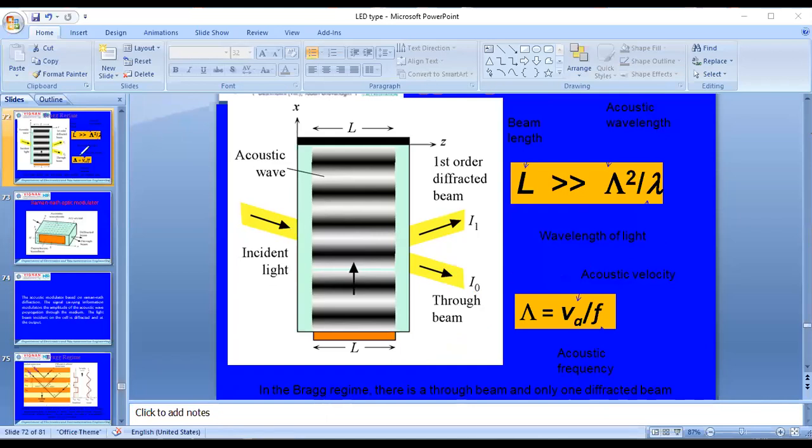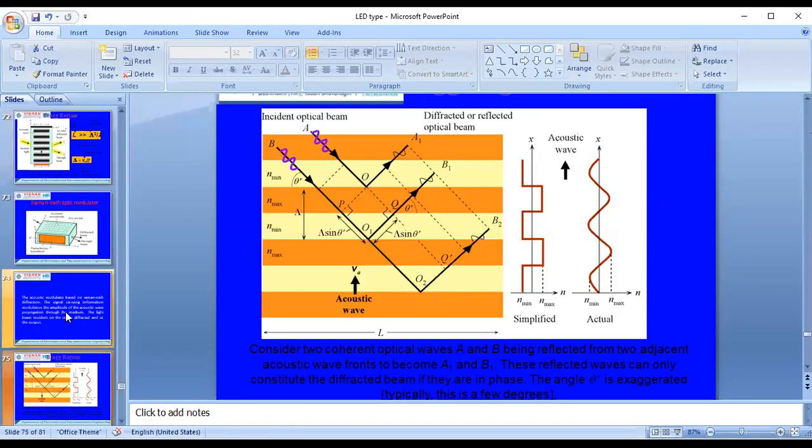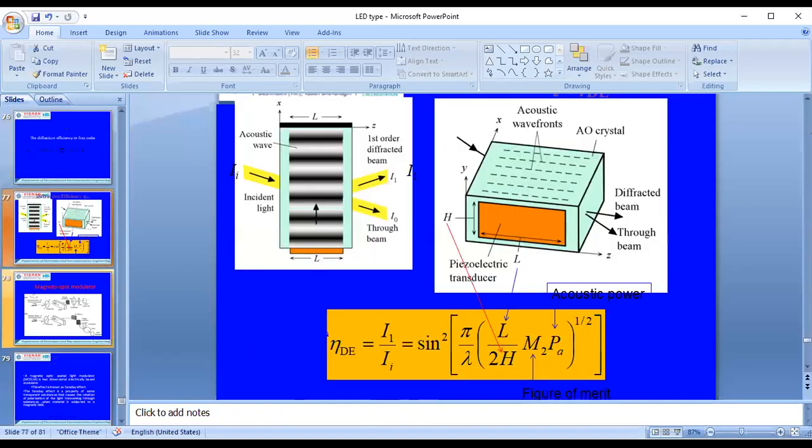Okay, so those things we have already discussed, and these depend on the length of the beam and psi square by lambda, and psi is equal to VA by F, acoustic frequency and acoustic velocity, right? And these are also based on Bragg's equation. So 2 lambda is equal to ND sin theta, the distance between the two different incident waves, which is also important, and the incident angle is also important for the acoustic wave to be generated. Okay, the diffraction efficiency is defined in terms of first order, and finally we can take this.